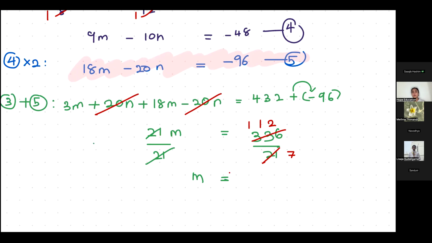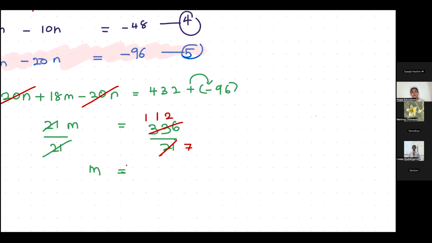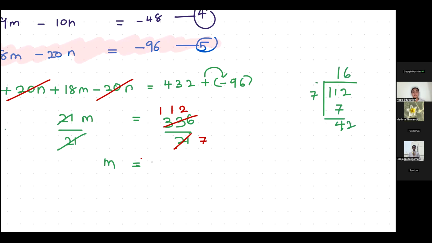Is 112 divisible by 7? What do you think? It is actually. Don't just look and guess that it doesn't divide. Do the math. 7 times 1 is 7, 8, 9, 10, 11, 4 remaining. 42 is 7 times 6. So m is 16. Is this clear to all of you? Okay, great.